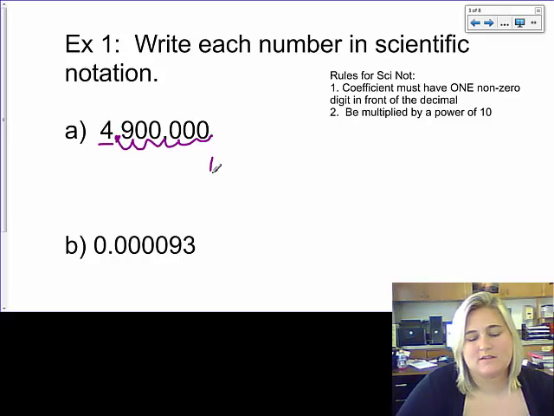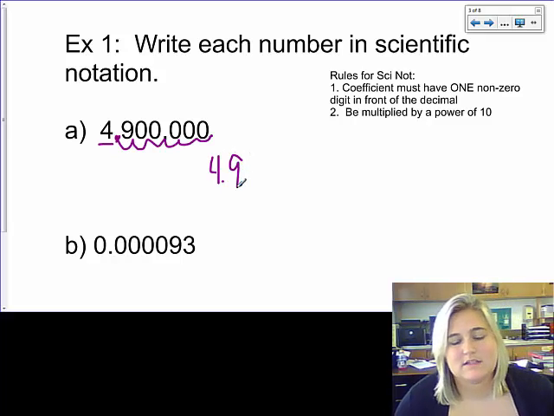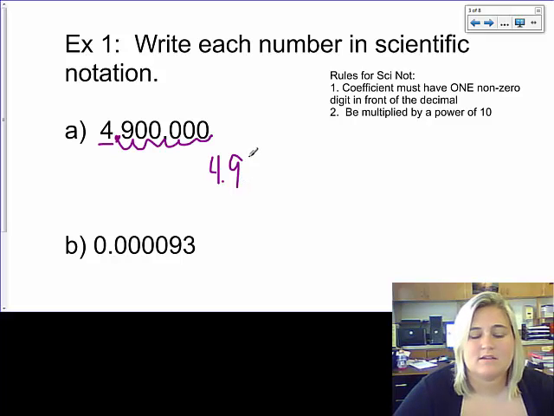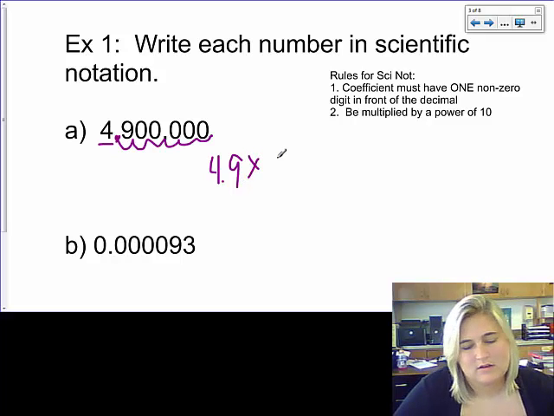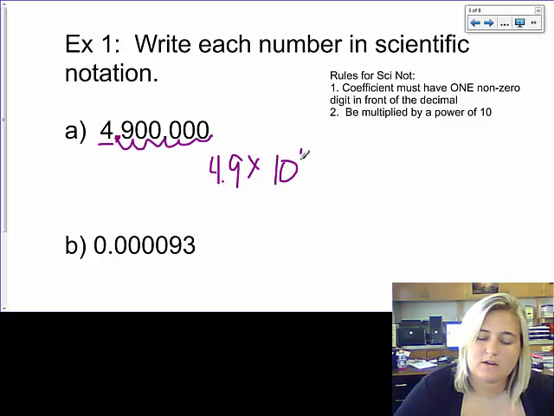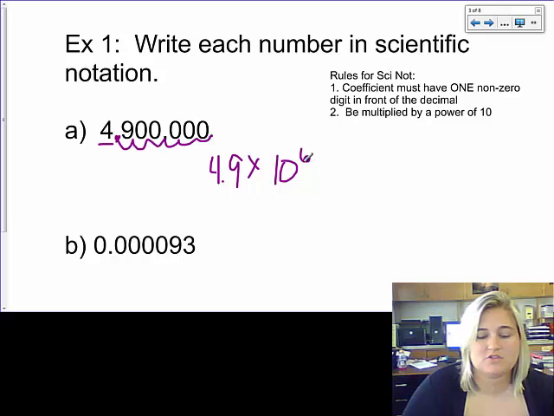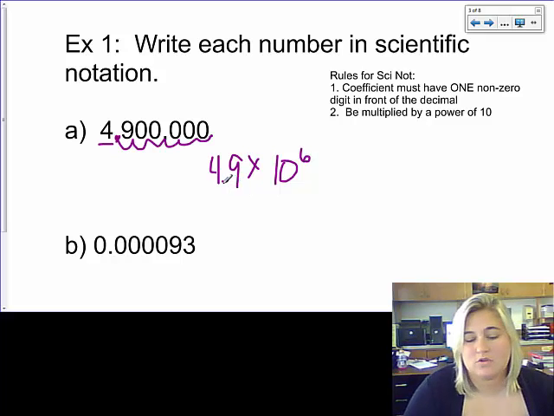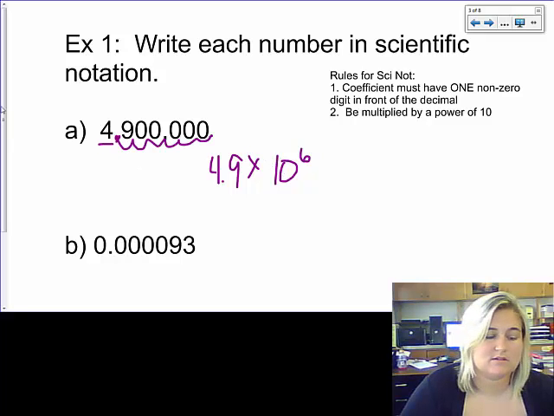So I would write this as 4.9, and I drop those zeros. As long as there's not a non-zero behind them, I can drop them, times 10, and I moved it 6 times, so it's to the 6th. To get back to the original, I would have to move to the right 6 times, which means it has to be a positive 6.